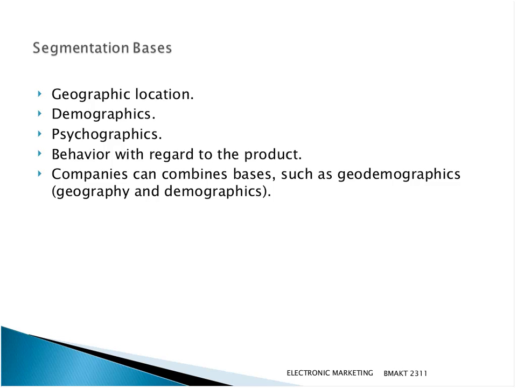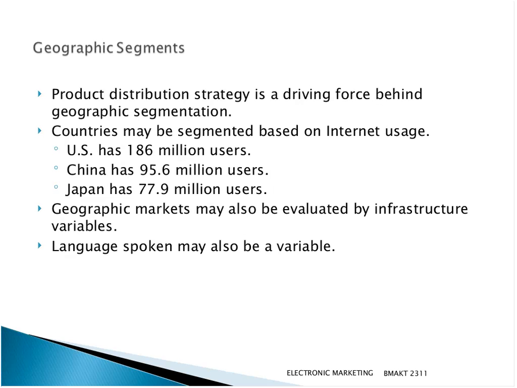Companies can combine bases such as geodemographics, the combination of geography and demography. When you put both together, for example, females from the northern states of the country, or males from certain districts. You see, you can have a combination of both. Or all those young adults between ages 20 to 29, for example, living in the west part of the capital. That is another geodemographic categorization. Again, this is how you can categorize it.